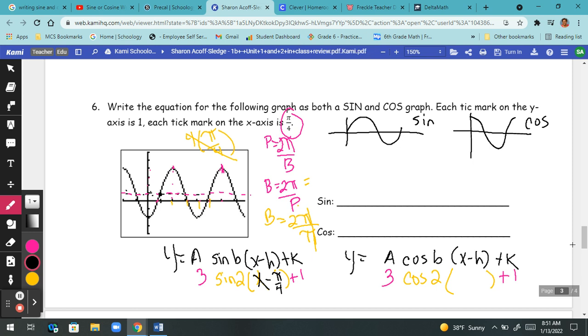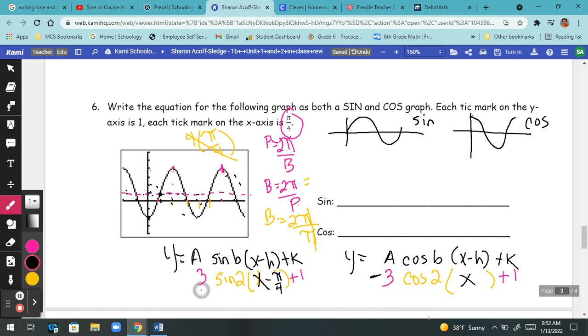And then cosine starts here. But look, normally it would start right there. So if this were flipped, it would be like that. It would be an actual cosine curve. So all we have to do is put a minus in front, and it hasn't been shifted any.